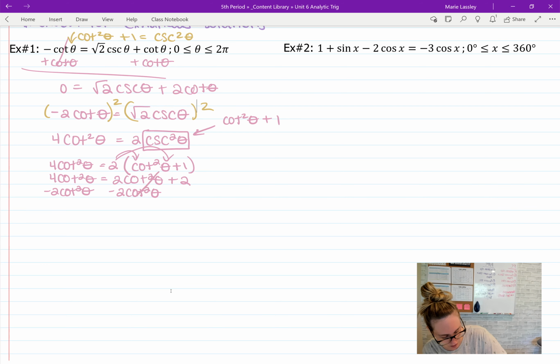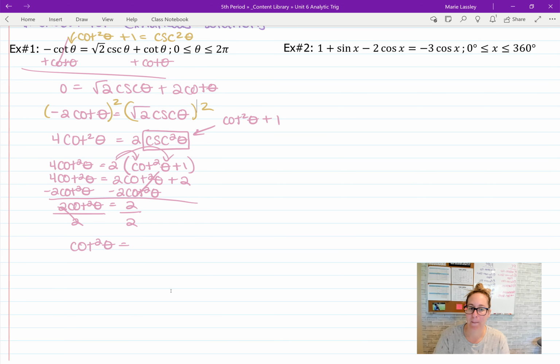So that's going to cancel. 4 minus 2 is 2. So I have 2 cotangent squared theta equals 2. Divide everything by 2. And that leaves me with cotangent squared theta equals 1. Now to get rid of the square, just like we normally would, we're going to square root both sides. And remember, when we square root, we have to put in there a plus or a minus. If there's already a square root in the problem, you don't put a plus or minus. So that becomes cotangent theta equals plus or minus 1.